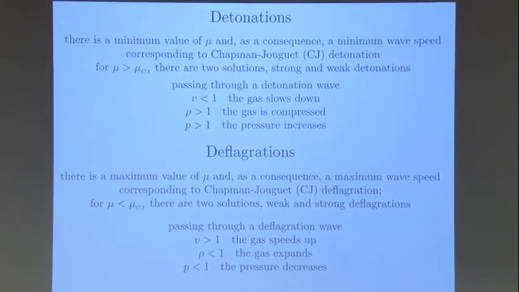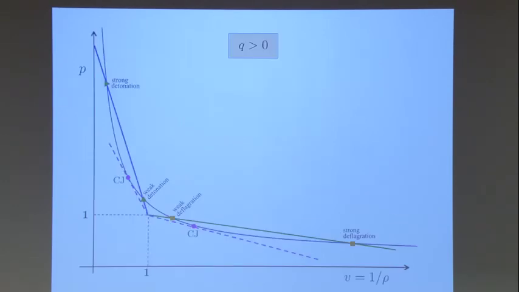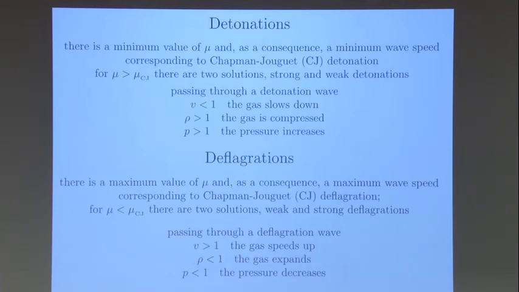What's the difference between the two? It's basically summarized here. Try to keep in mind that picture, okay? Note that in the detonation case, you start with P equal to 1 and P increases. In the deflagration, P decreases. In the detonation, V decreases, so rho increases, and the opposite happens in the deflagration. So in the detonation, there is a minimum value of mu, and as a consequence, a minimum mass flux, and therefore a minimum wave speed, corresponding to the Chapman-Jouguet detonation. The Chapman-Jouguet would be the slowest.